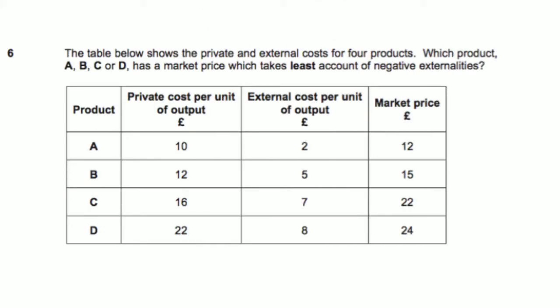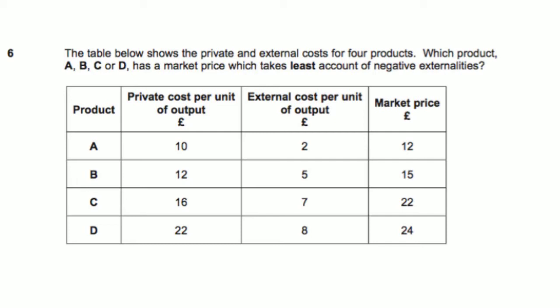Question 6 says, the table below shows the private and external cost for 4 products. Which product, A, B, C or D, has the market price which takes least account of negative externalities? So the second column gives us the private cost per unit of output, and the third column gives us the external cost per unit of output, and this is the negative externality. If the market price was fully taking into account the private cost and the external cost, which is the negative externality, then the market price would be the sum of these two costs.